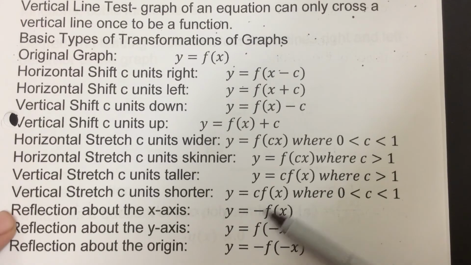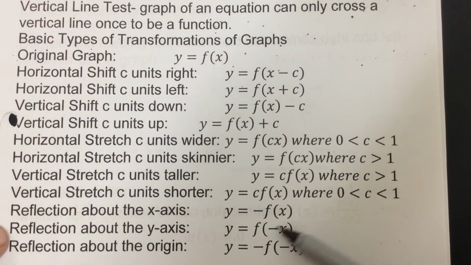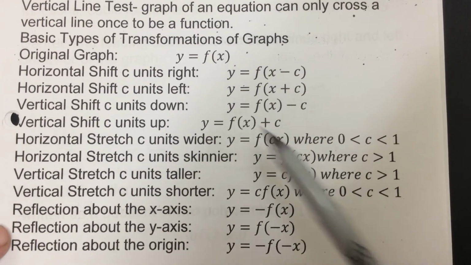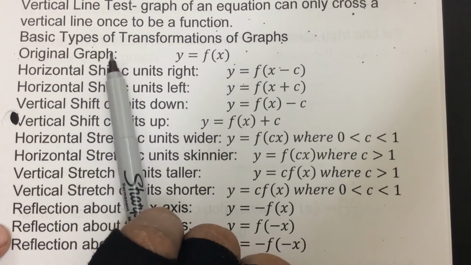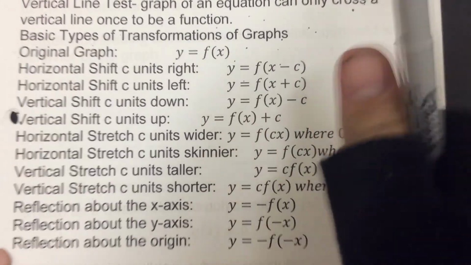So a negative on the outside means it's going to reflect across the x-axis. We're going to take it and flip it over the x. So if it's down, it'll flip up. If it's up, it'll flip down. If it's negative on the inside, if we add that negative in, that's going to reflect about the y-axis. So it's going to take it on the right side, flip it over to the left, or the left, flip it to the right. And then if it's both, it'll flip around the origin. So we'll take it and it'll rotate 180 degrees.